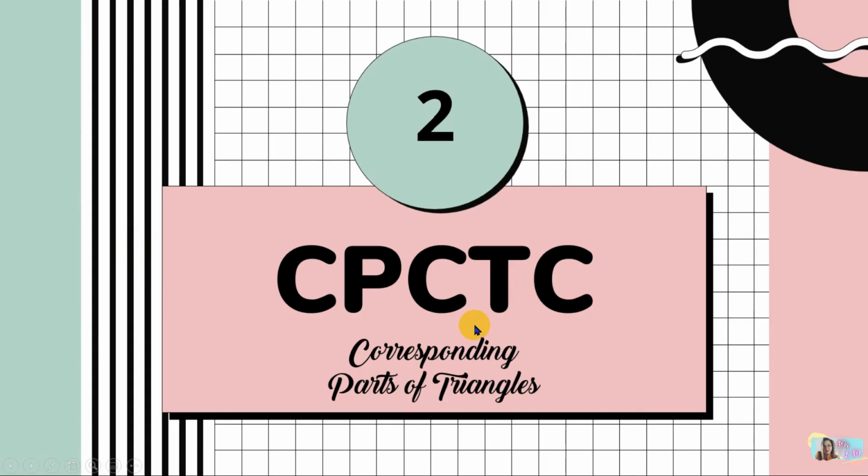Okay? So, sana po ay malinaw ang lahat about the corresponding parts of congruent triangles are congruent. So, once po na meron tayong two congruent triangles, ibig sabihin po, yung corresponding parts nito ay congruent din. Or, kung meron tayong corresponding parts that are congruent, automatically, those two triangles are also congruent. So, that's all for this video.